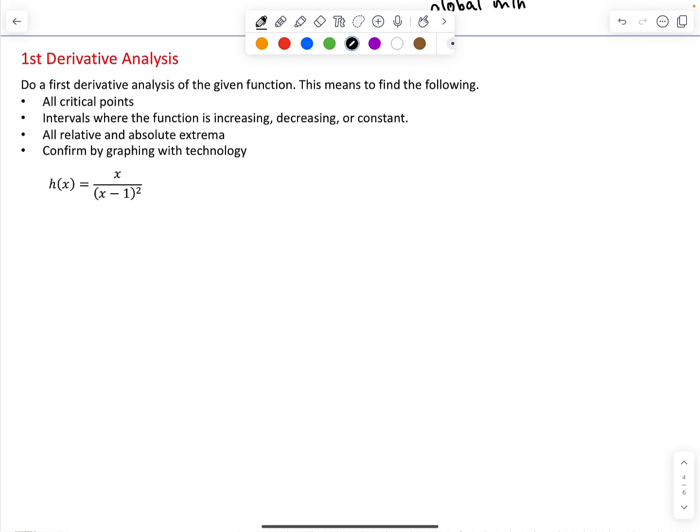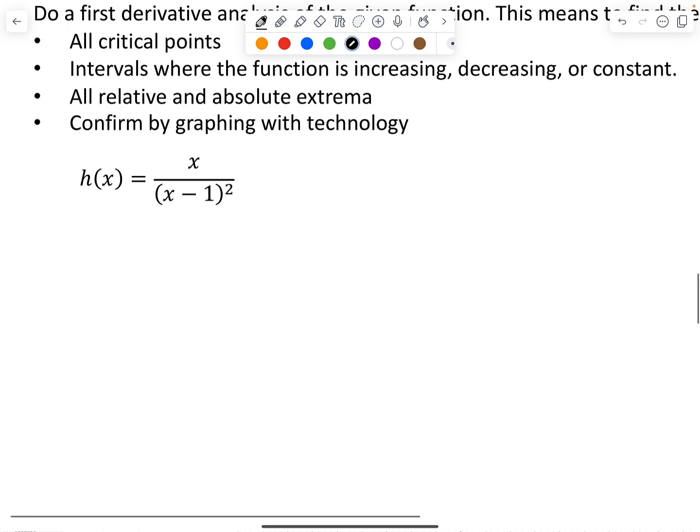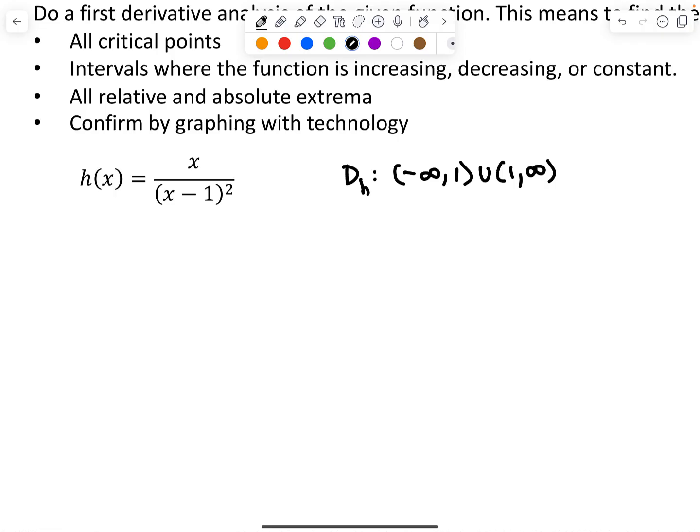Same instructions. This time we have a function h that is a rational function. It is a fraction of 2 different polynomials. So we begin with the domain of this function h. There's only one restriction. We have to avoid the denominator being 0. So x cannot be 1. So our domain will be everything up to 1, union everything after 1.